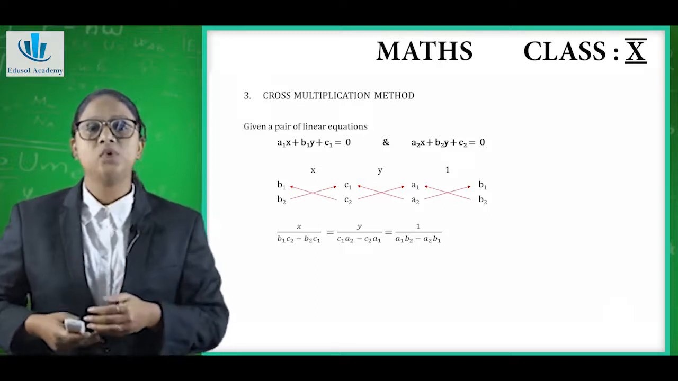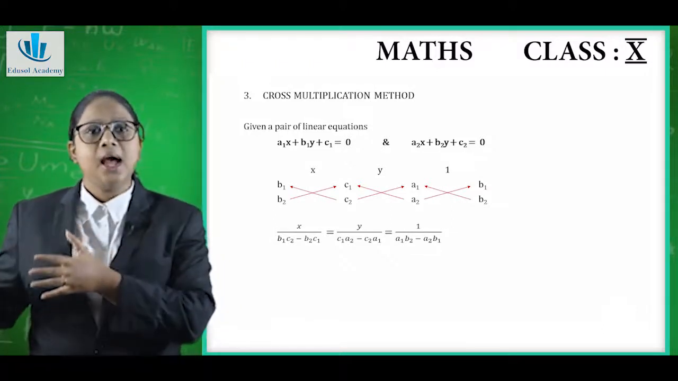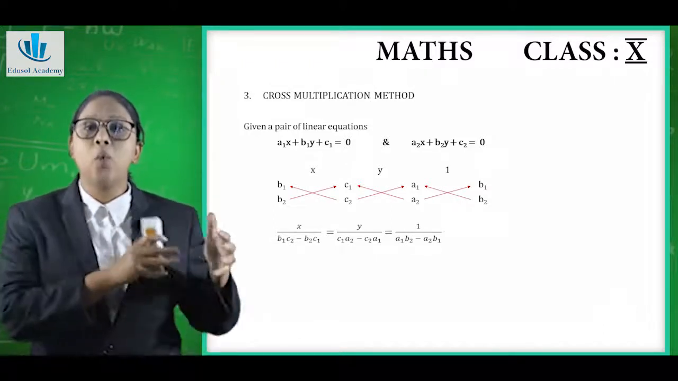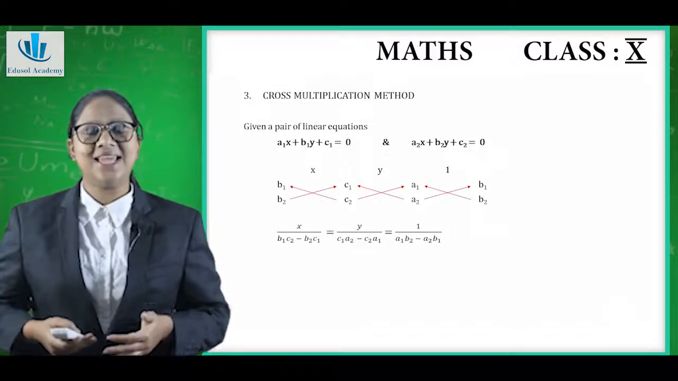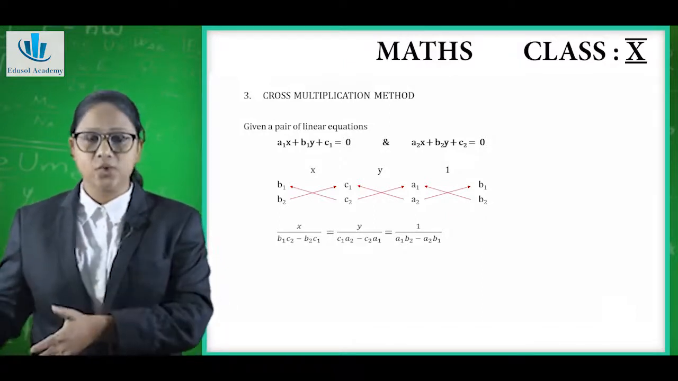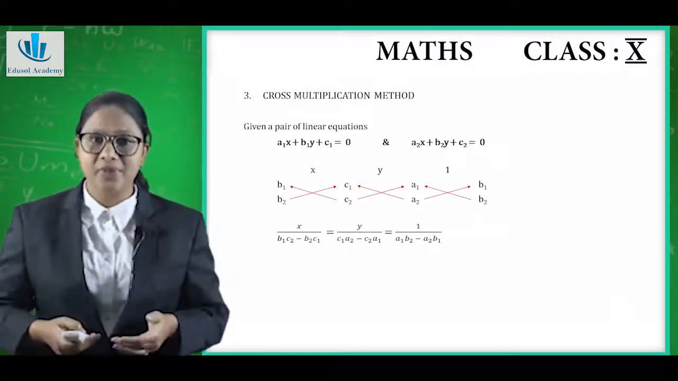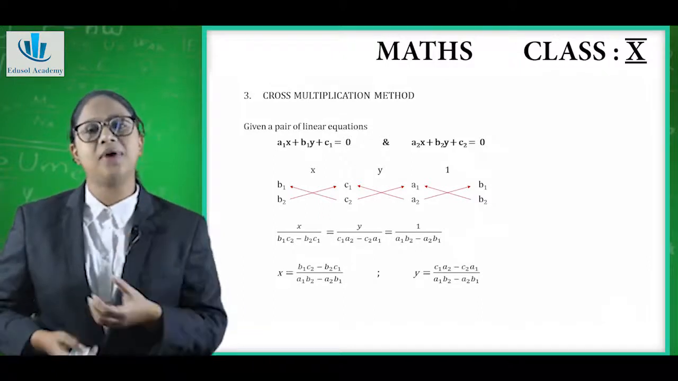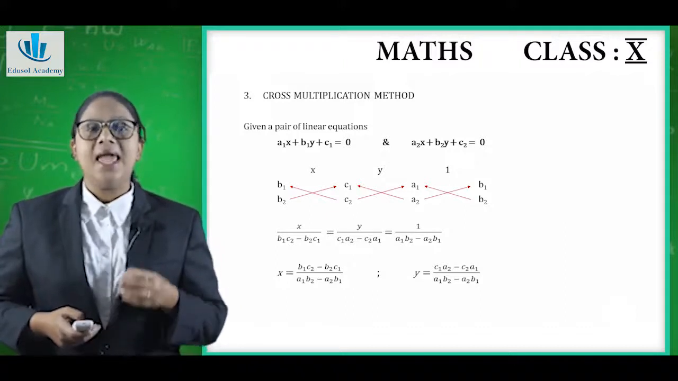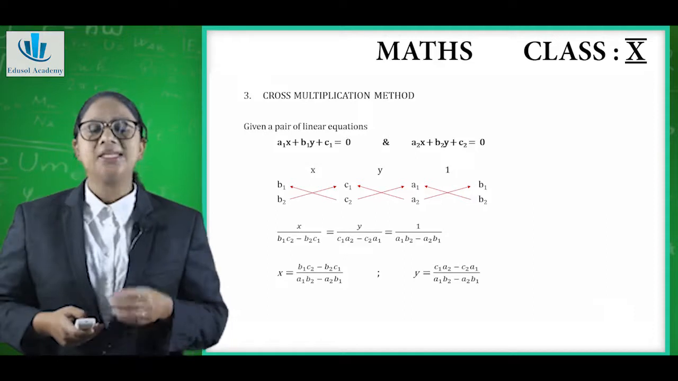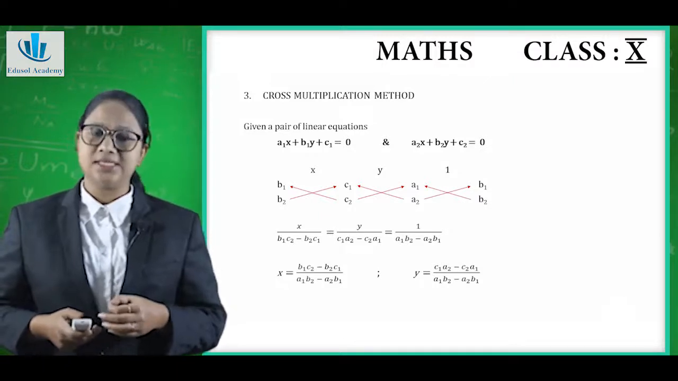Now the next step is to take the x part and equate it to the 1 by denominator. So x by b1 c2 minus b2 c1 is equal to 1 by a1 b2 minus a2 b1, and solve for x. Similarly, take the term of y. y by c1 a2 minus c2 a1 is equal to 1 by a1 b2 minus a2 b1, and solve for y. We will get the two equations for x and y like this. So x is equal to b1 c2 minus b2 c1 by a1 b2 minus a2 b1, and y is equal to c1 a2 minus c2 a1 by a1 b2 minus a2 b1.